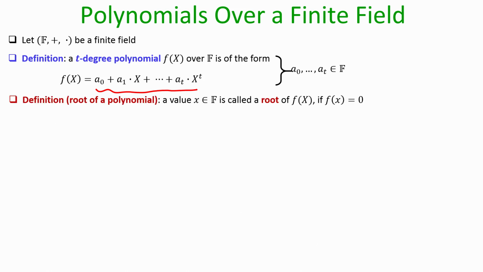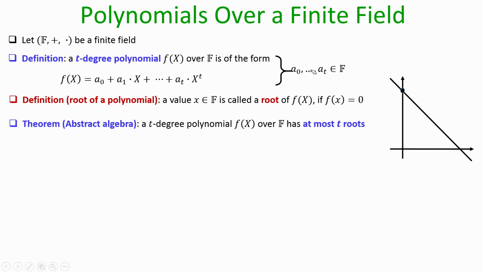Next, let me define what we call the root of a polynomial over a field. If I have a polynomial f of x over the field, and I pick a value x from the field, then that value x will be called a root of that polynomial if the value of the polynomial at x is 0. I stress here that all the plus and dot operations that I am performing when defining the polynomial over the field are the plus and dot operations of the field. They are not the numeric plus and numeric dot operations.